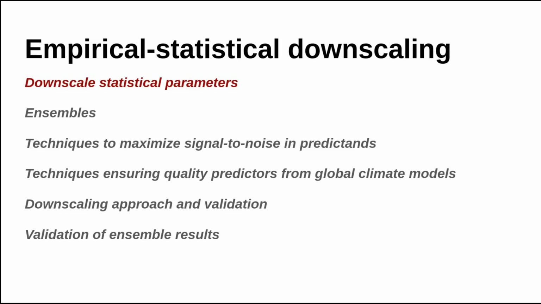Next, I want to talk about some recommended practices when it comes to empirical statistical downscaling. So I will start with downscaling statistical parameters, and then I will talk about ensembles, and then I will present some techniques to maximize the signal-to-noise in the predictands, and also I will talk about some techniques to ensure the quality of the predictors from the global climate models. Then I'll talk about downscaling approach and how to validate. And also I will say something about the validation of ensemble results as opposed to individual models.